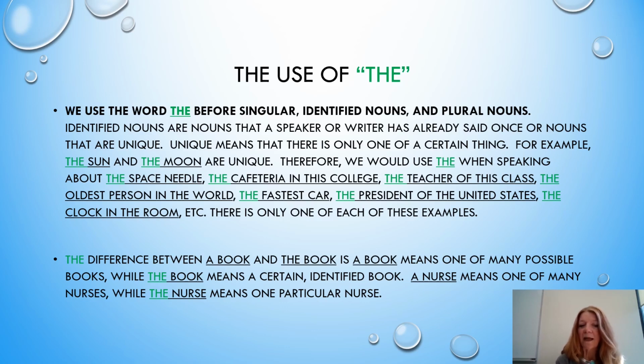The difference between a book and the book is a book means one of many possible books, while the book means a certain identified book. Another example, a nurse means one of many nurses, while the nurse means one particular nurse.